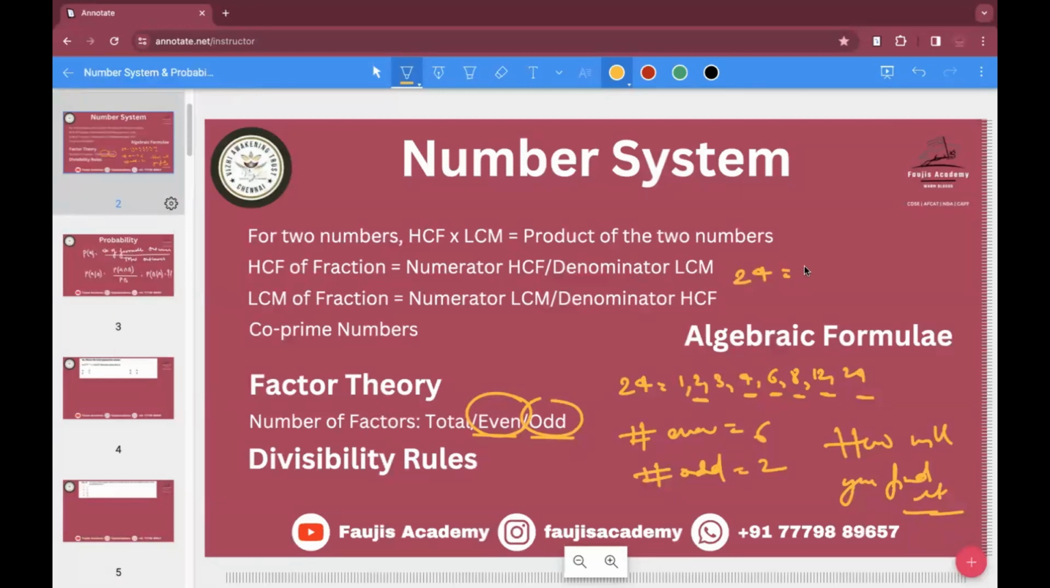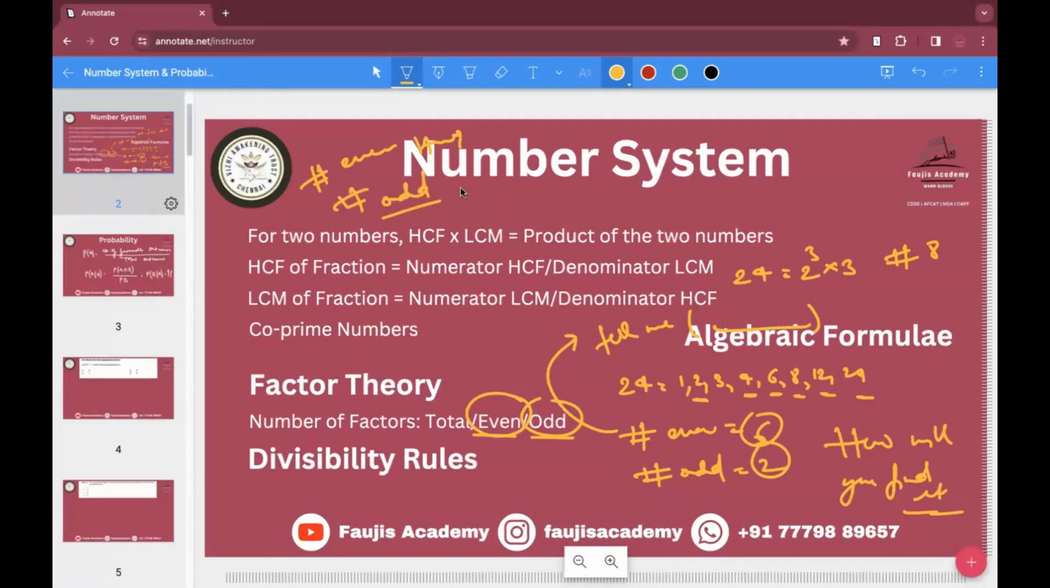24 can be written as 2 cube into 3, right? 8 into 3, 24, right? The total number of factors we found out is 8. We also know the even and odd number of factors. But now you have to tell me logically how we arrived at this number, so that we can make a generalized rule for every other number as well. For any other number, if we have to find the even number of factors, how will we do that? If we find the odd number of factors, how will we do that?